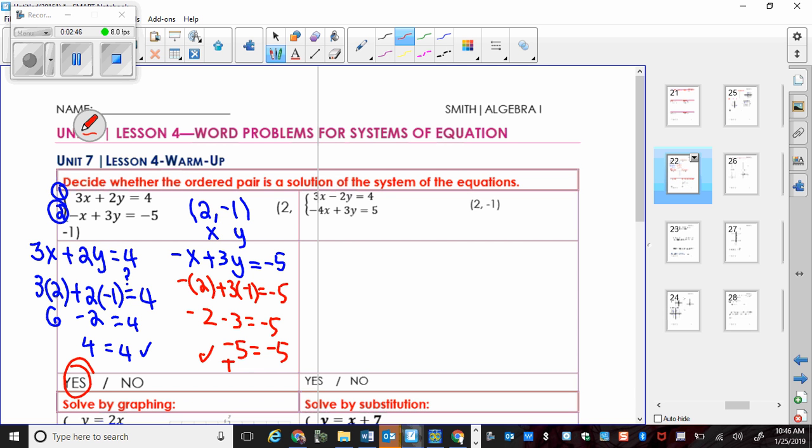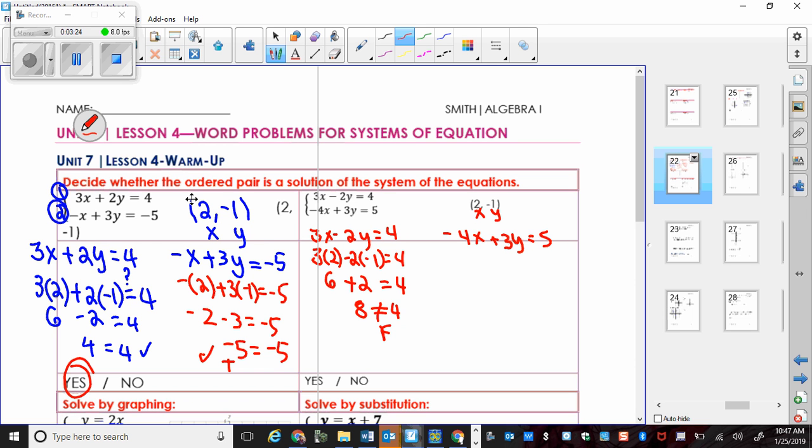And so my answer here would be yes. (2, -1) is a solution. Now, let's check the second part. We have 3x minus 2y equals 4 as my first equation, and -4x plus 3y equals 5. And this is x, this is y. Plugging the numbers in, 3 times 2 minus 2 times -1 equals 4. 6 plus 2, does that equal 4? 8 does not equal 4, so this is false. There is no check mark.